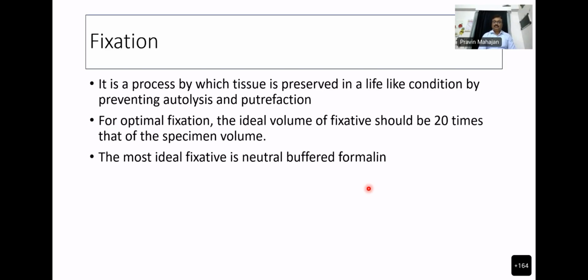For optimal fixation, the ideal volume of fixative should be 20 times that of the specimen volume. This is really an ideal situation, but mostly in small biopsies, you will be able to put 20 times the fixative than the specimen volume.